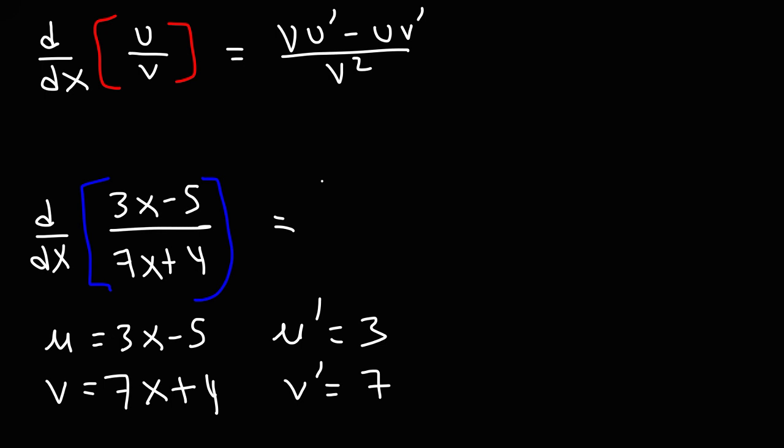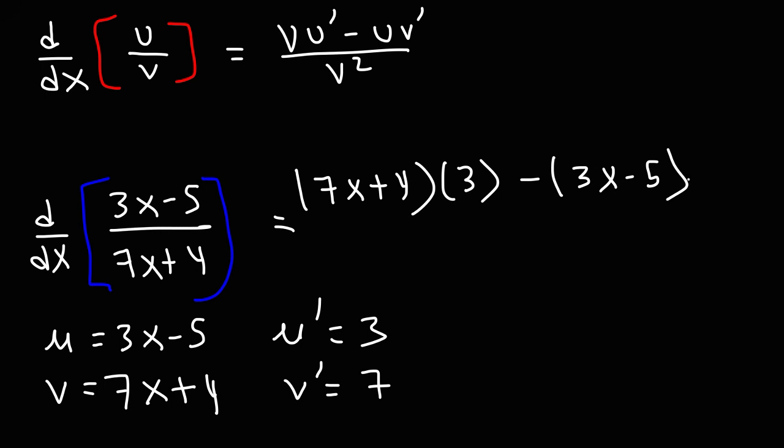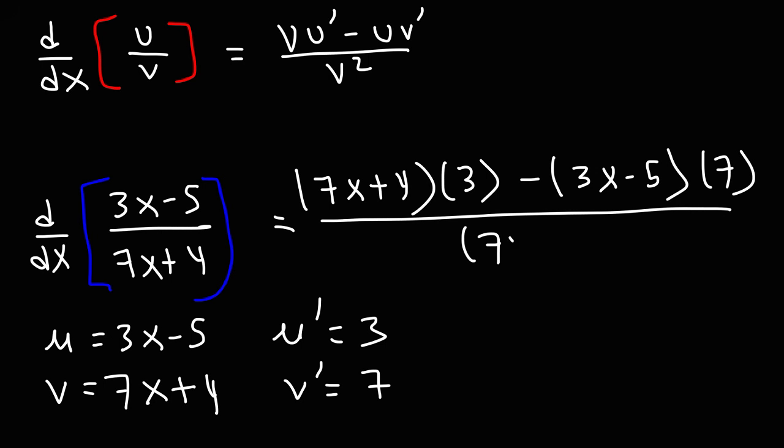So it's v, that's 7x plus 4, times u prime, which is 3, and then minus u, that's 3x minus 5, times v prime, which is 7, divided by v squared. So that's 7x plus 4 squared.